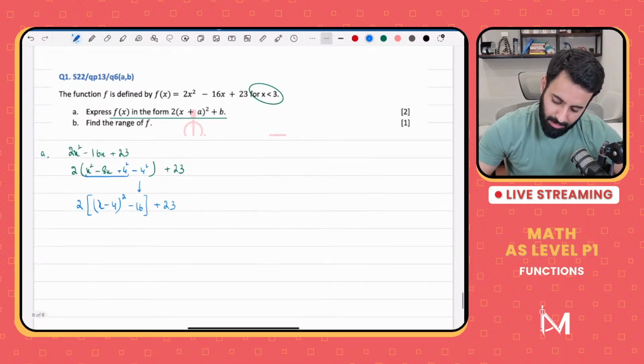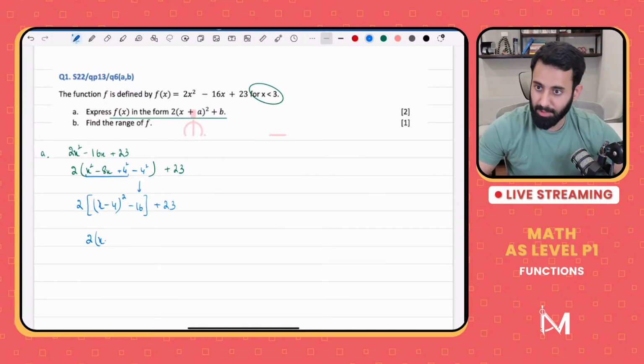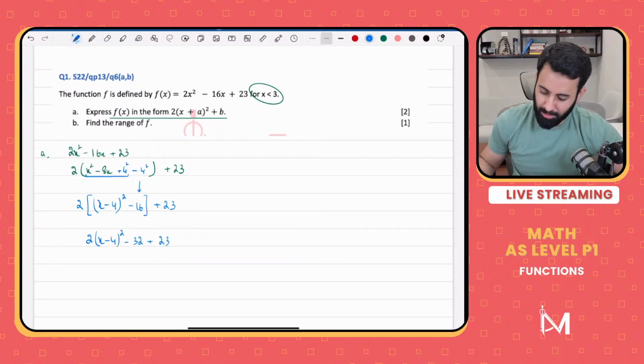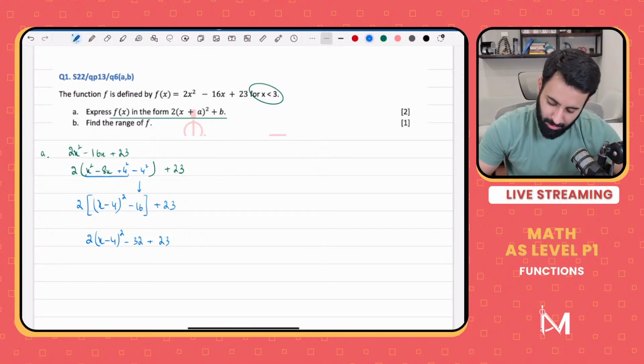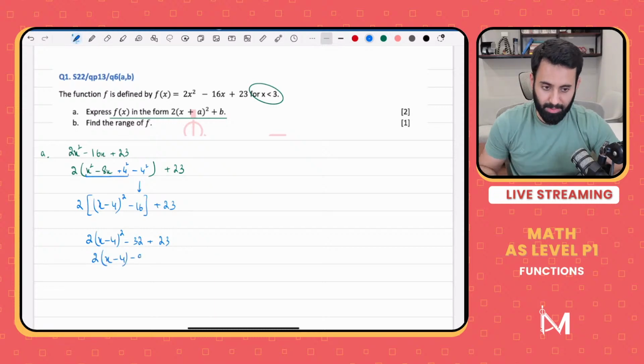Okay, so let's see what this becomes. This becomes 2x minus 4, the whole thing square, minus 32 plus 23. So what's minus 32 plus 23? Let's work it out. Minus 32 plus 23 is equal to minus 9. So this is equal to 2x minus 4, the whole thing square, minus 9.